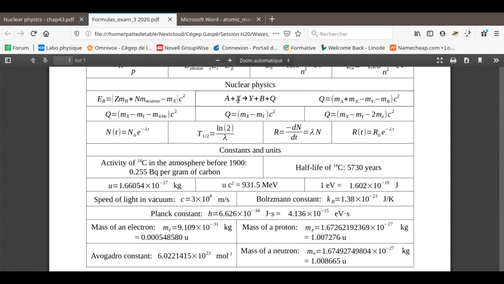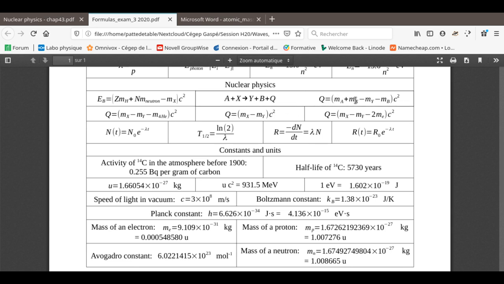The X and Y refer to this. X is something you have at first, Y is something you have in the end. A and B are some of the particles you may have, Q being the energy. So the general principle is the mass you have before minus the mass you have after times c squared gives you Q, the energy of this reaction. Whenever I presented it, I forgot the c squared in these expressions. The presentation was put up again on the platform to make up for it.